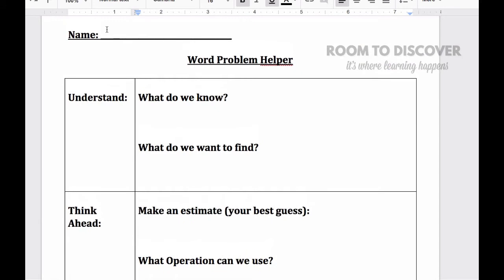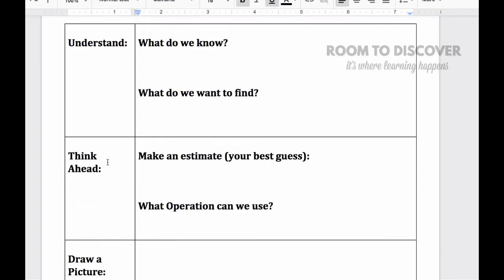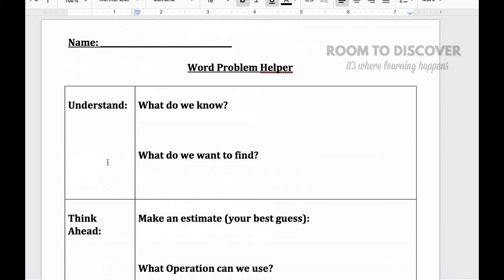Okay, so here's our word problem helper. There's where the name goes. The first section is understand, and I developed these templates just from over the years working with a number of students and realizing what are the common challenges that students have when working with word problems.